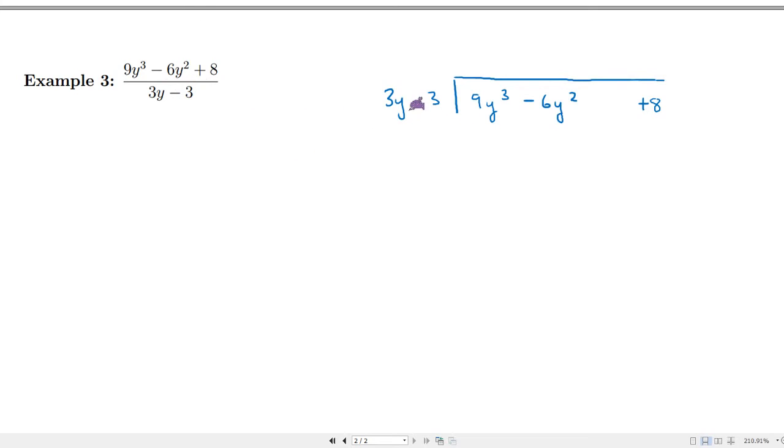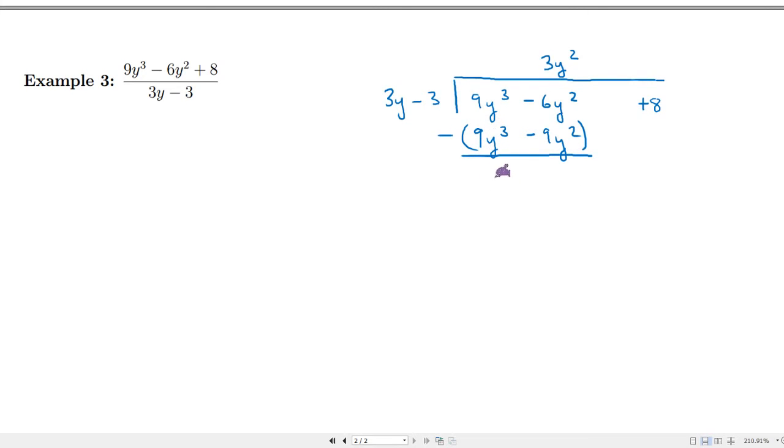Okay, now covering up everything except for the leading term of 3y, what do we need to multiply 3y by to get this leading term, 9y cubed? Well, we'd need to multiply it by 3y squared. So I'll write that above the y squared term. So now 3y squared times the entire thing, we'll get 9y cubed. And then 3y squared times minus 3 is minus 9y squared. And now we're going to subtract this whole term.